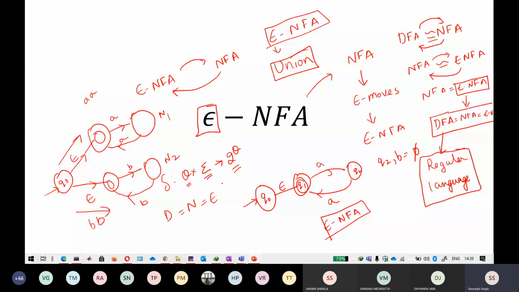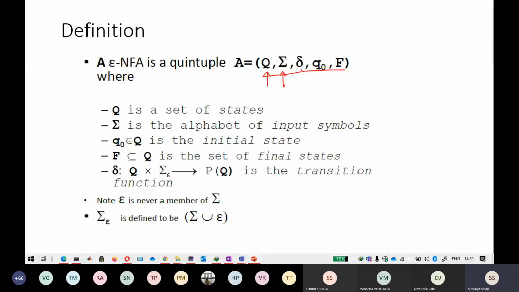Now again, the definition of epsilon NFA is the same. You remember: set of states, input alphabet, transition function, start state, and final states. There is only a bit of a difference in the transition function here. The transition function for epsilon NFA is Q times the input alphabet union epsilon.